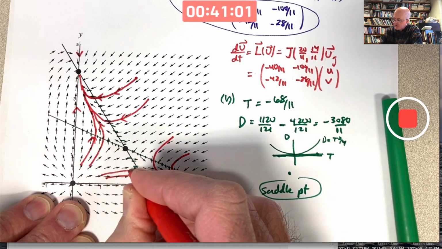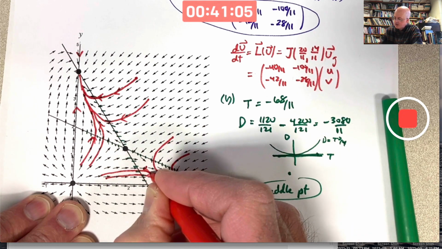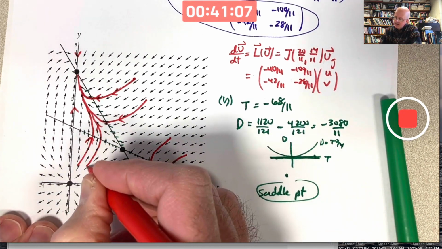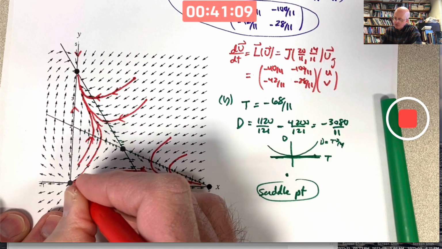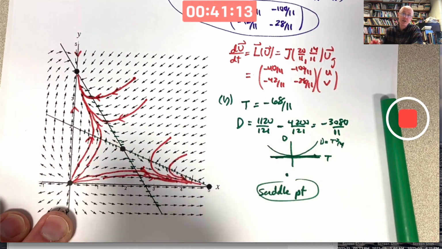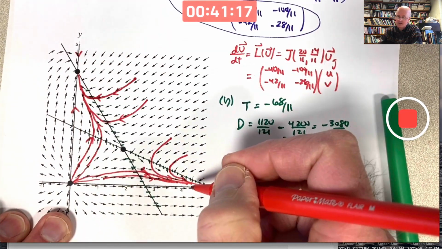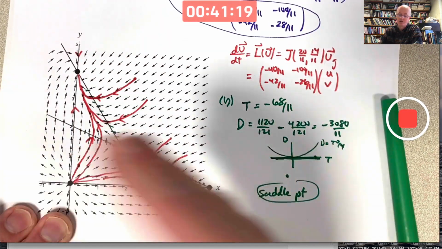Not expecting perfection in your drawings, but decent. They should certainly cross the null lines correctly. These solutions do approach the origin as t goes to minus infinity. They never touch it, but they do approach it. Likewise, they never touch these equilibrium points either as t goes to plus infinity. They just approach them.